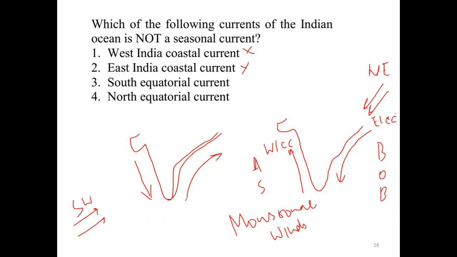Now if we look at options 3 and 4, these two currents seem to be permanent currents, but in the case of the Indian Ocean, what should be the answer? Let me try to draw and show you.